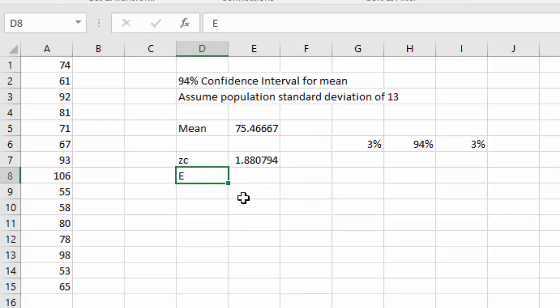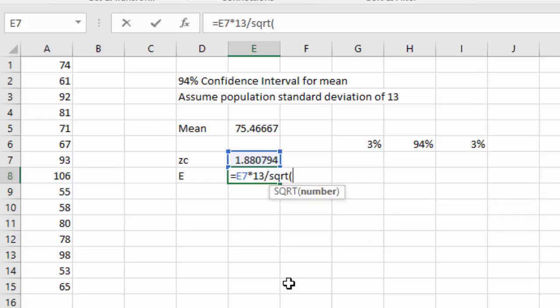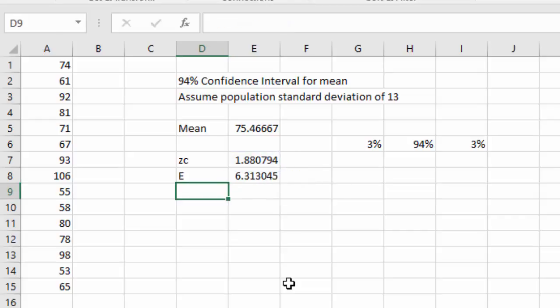Now we're ready to calculate the error. The error we know is equal to the z value we just found, I'll select that, times the standard deviation, which we were told was 13, divided by the square root of the sample size. On Excel, to do square root, we type SQRT and open a parentheses. There are 15 values, and we close the parentheses, and we find the error for this problem is 6.31.